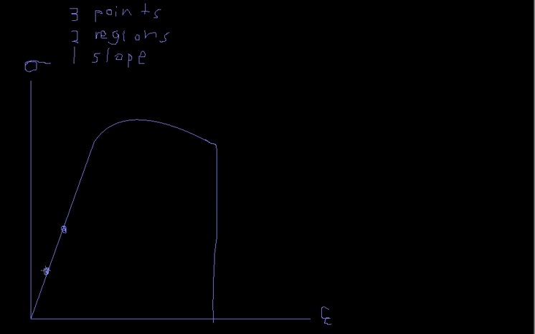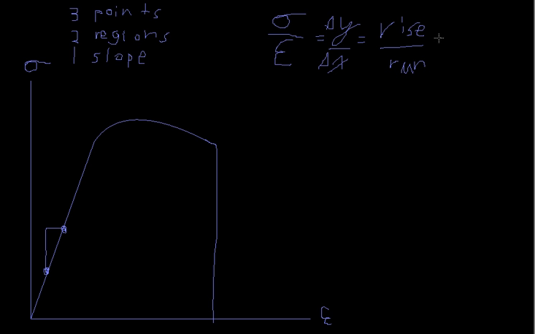How much stress is required to get from one point to the next? Well, that's just some value of sigma. And then how much strain is required to get from one value to the next? Well, that's the strain, that's the epsilon. So this is equal to how much this increased, the y value, or the change in y value, over how much this increased, over the change in x. Or in other words, it was how much it rose over how much it went sideways. So it was the rise over the run. Or the slope.